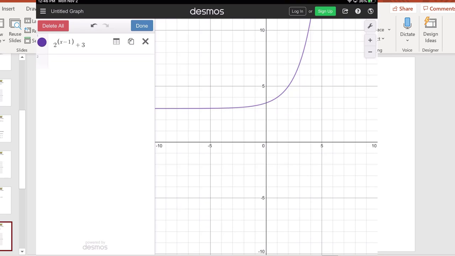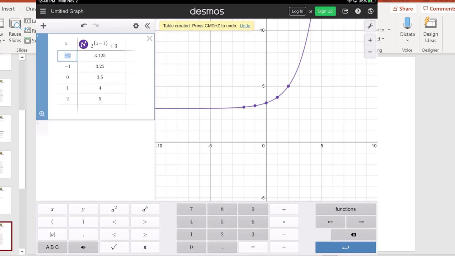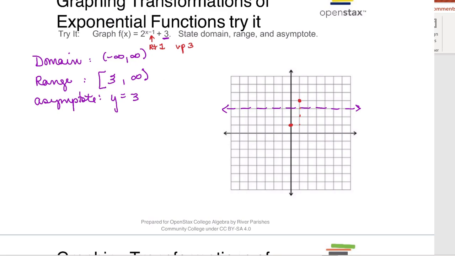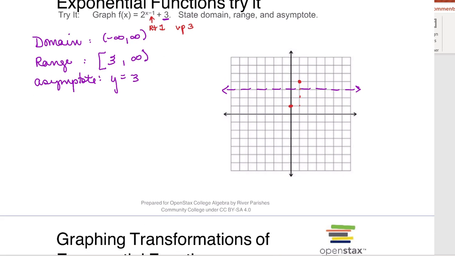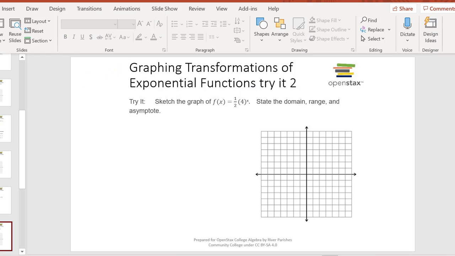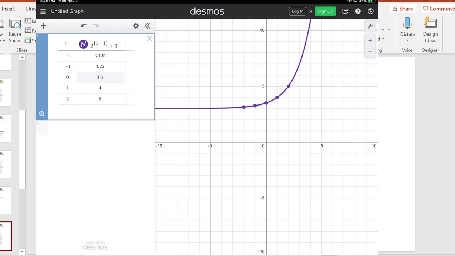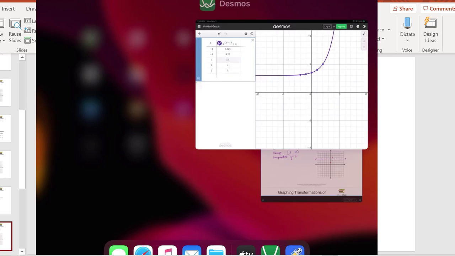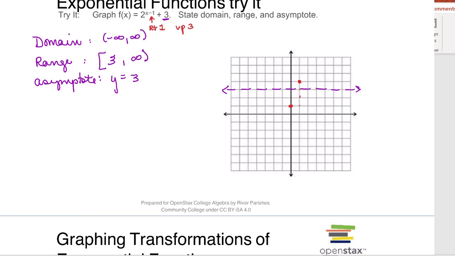Actually, we can just do a table. And so 1 is now 4. So check out this point that we have. I have this point here, (1, 4), because I shifted. And let's see if there's any other nice points. 0 is 3.5. 2 is up 5. So I can plot that point. And then I can just draw the graph from here. There you go.